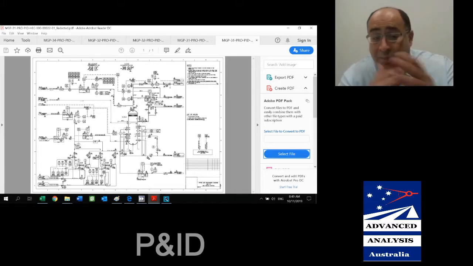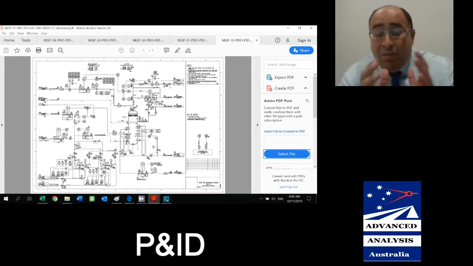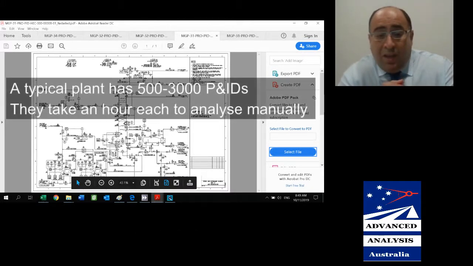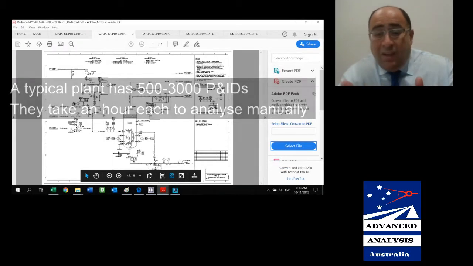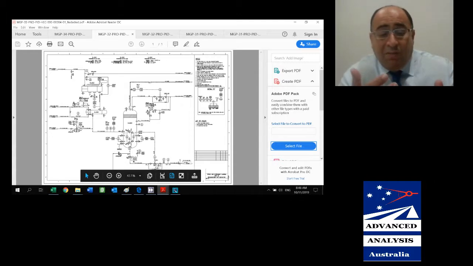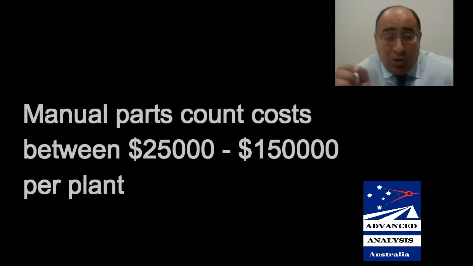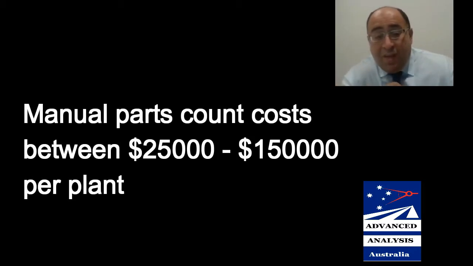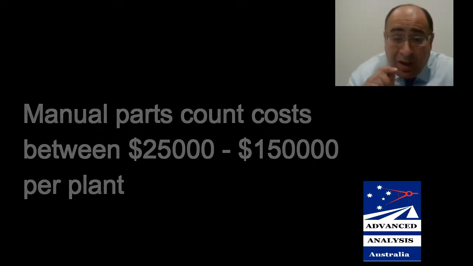This information is gathered from a piping and instrumentation diagram, or a P&ID, and a typical plant will have between 500 and 3,000 of these drawings. Counting each one manually and tabulating the results in Excel file format takes about an hour on average for each drawing. At a minimum cost of about $50 an hour, that's about $25,000 to $150,000 for each plant. That's if you carry it out in-house, much more if you outsource it.